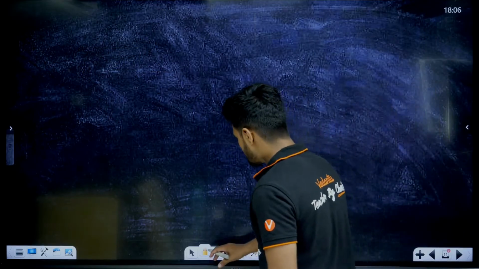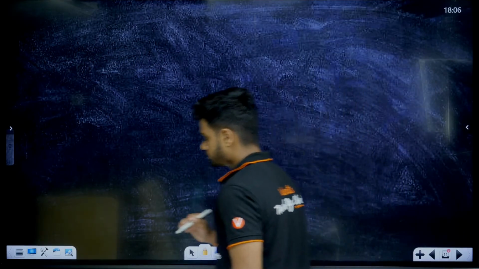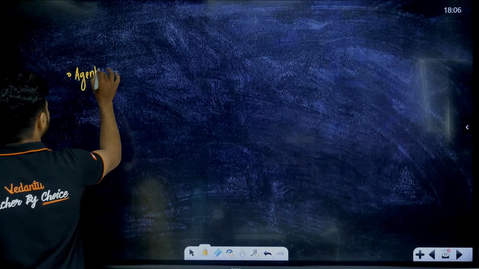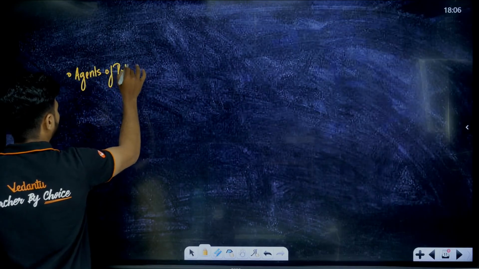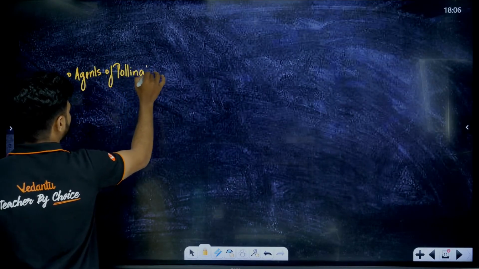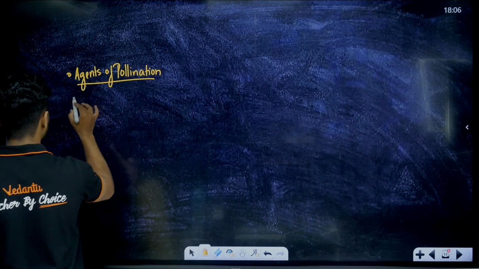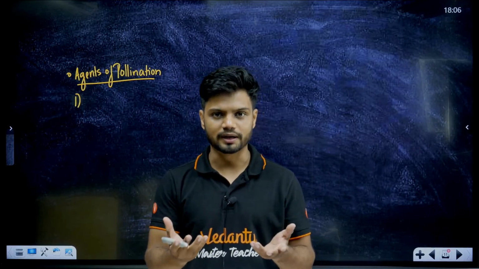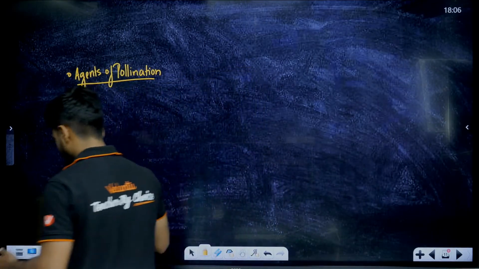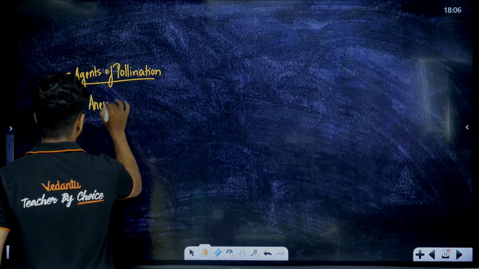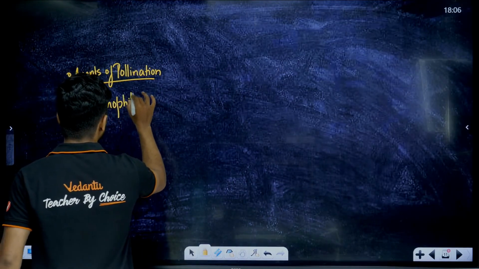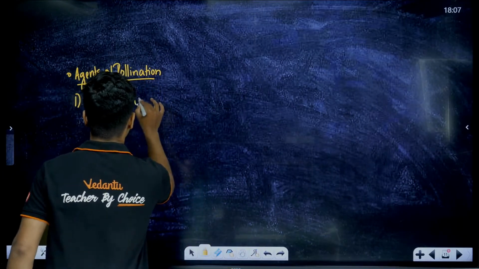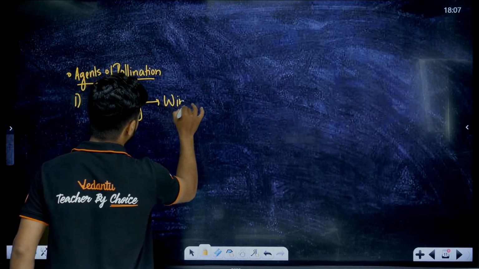Now, the next concept is agents of pollination. I will not write all of them, so let's just discuss one by one. In agents of pollination, we have anemophily. Anemophily is transfer of pollen grains with the help of wind. Single L, right? Anemophily.